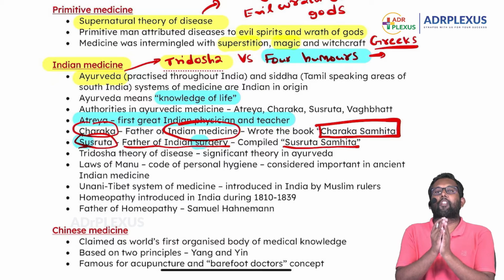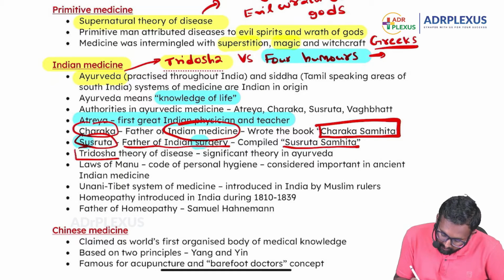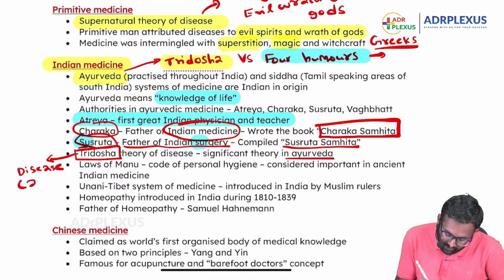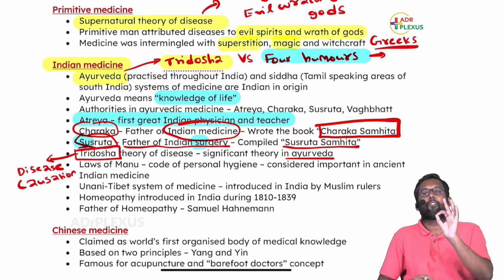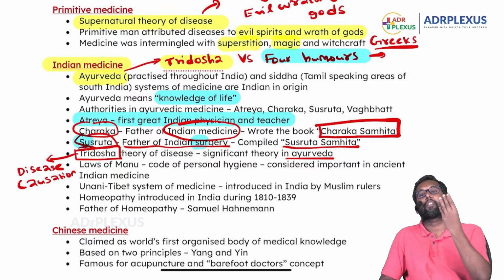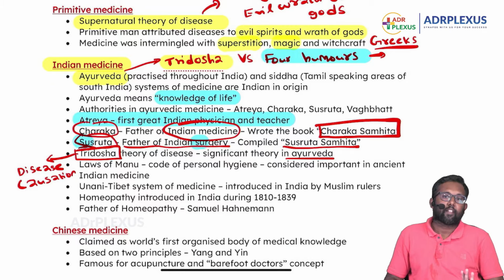So this Tridosa theory of disease is very important in Ayurveda because it tells how disease occurs. For disease causation, we followed what theory? Tridosa theory of disease. In our body, we have three fluids. When there is disturbance in the fluids, it causes diseases. That is called Tridosa theory of disease.